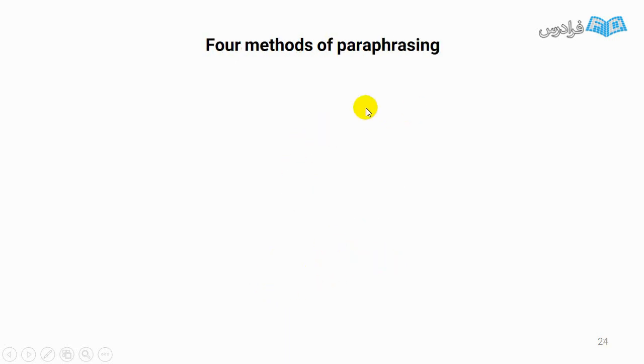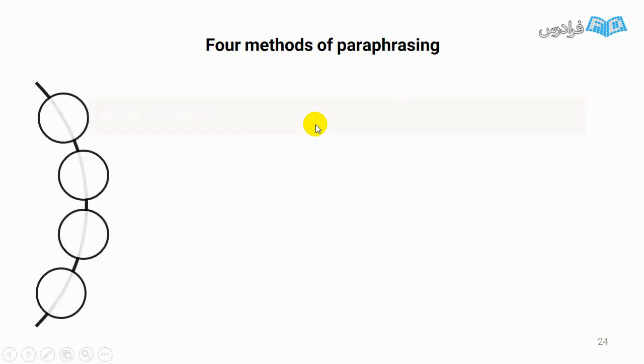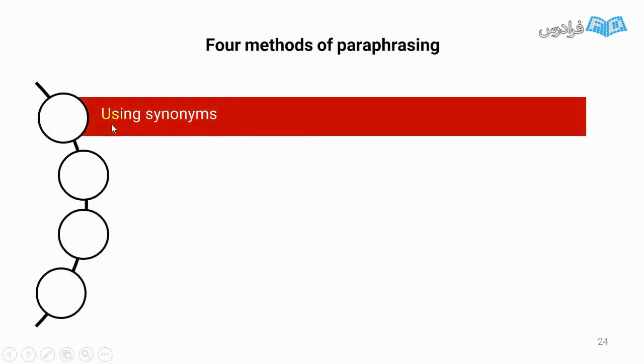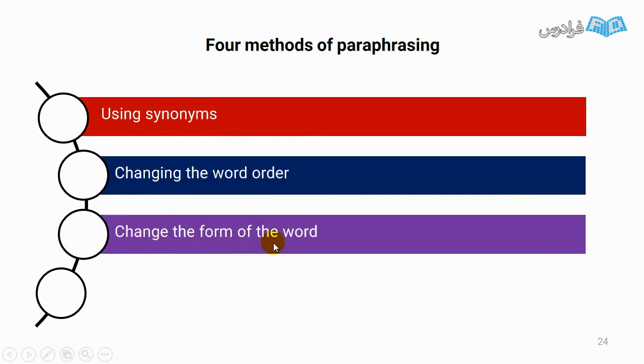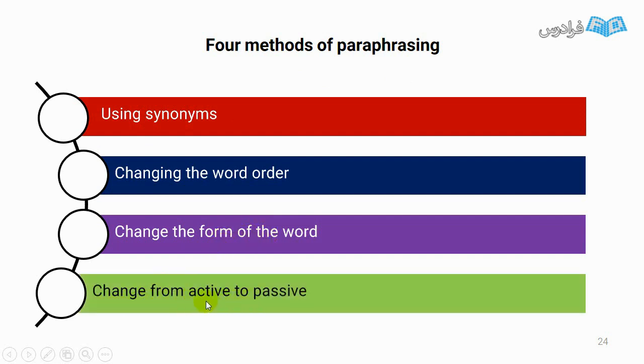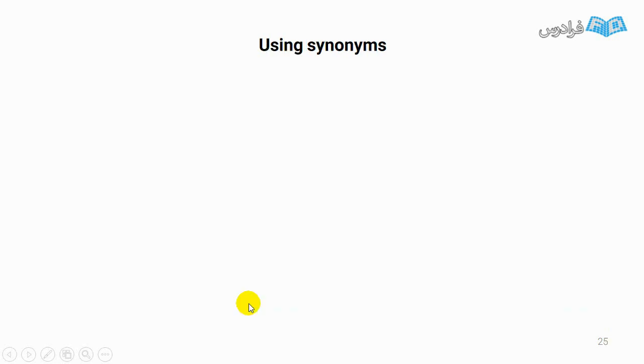What are 4 methods of paraphrasing? Using synonyms, the easiest one too. Changing the word order. Changing the form of the word. For example, if the word is a noun, change it to the verb. If it's a verb, change it to the noun. And change from active to passive. We are going to talk about all of these points.